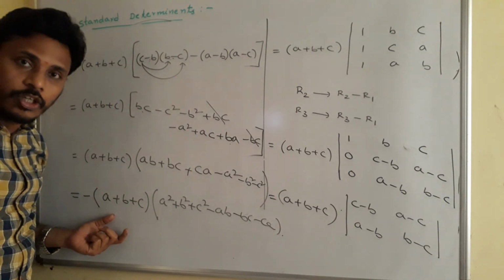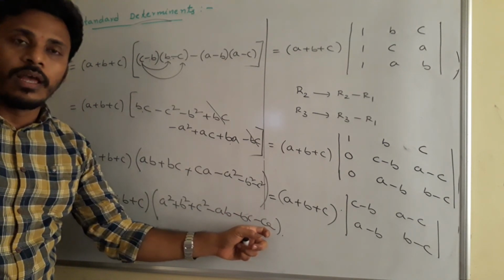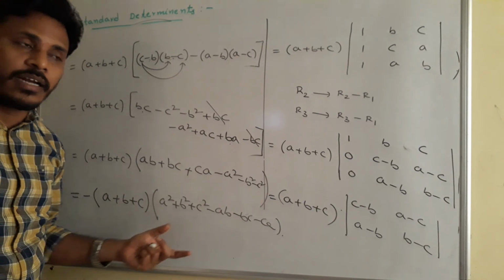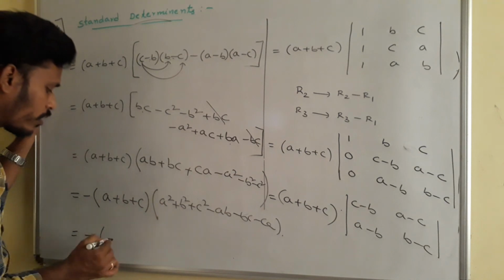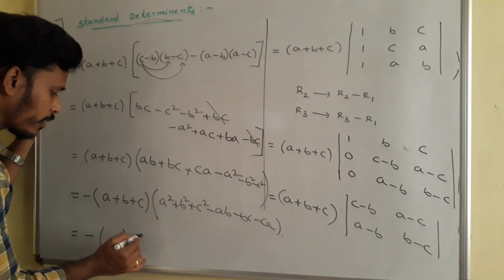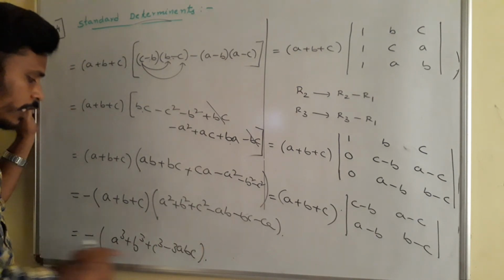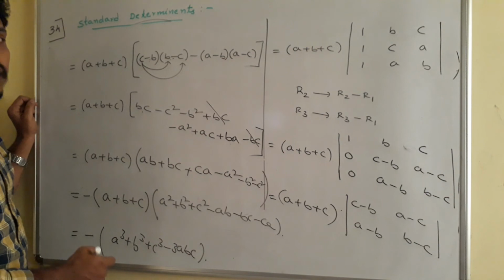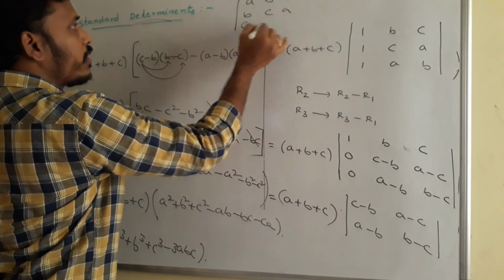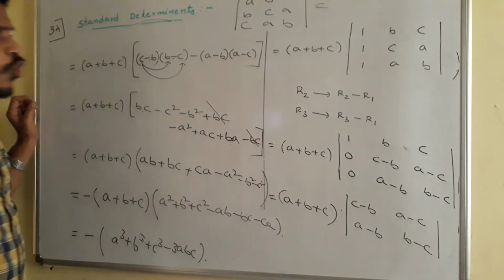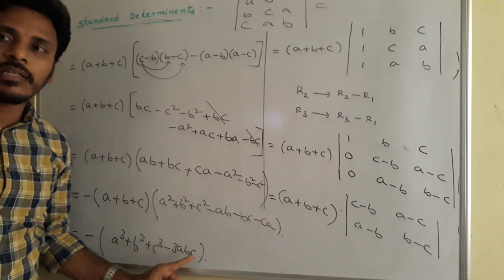A plus B plus C into A square plus B square plus C square minus AB minus BC minus CA. Maybe you learnt in your 8th or 9th class this identity. So this is minus of, the product of these two is simply A cube plus B cube plus C cube minus 3ABC. So minus of this. What is it? It is the determinant of the cyclic symmetric matrix, which is ABC, BCA, CAB. So at the end, this determinant is minus of A cube plus B cube plus C cube minus 3ABC.